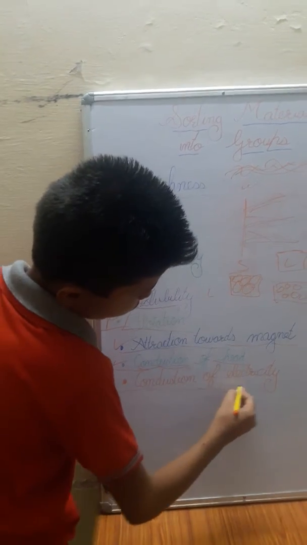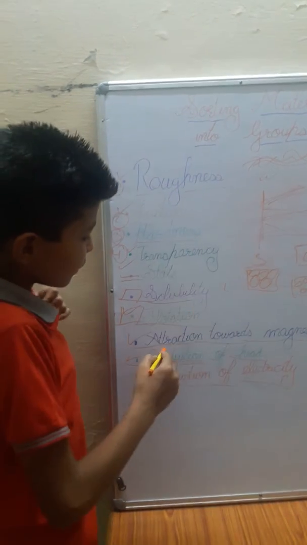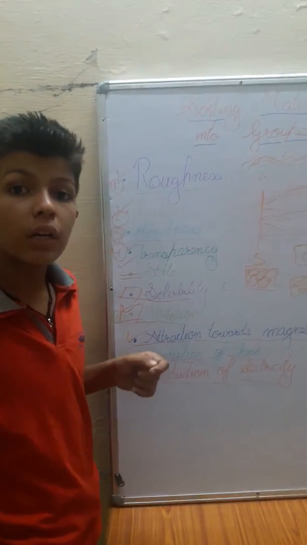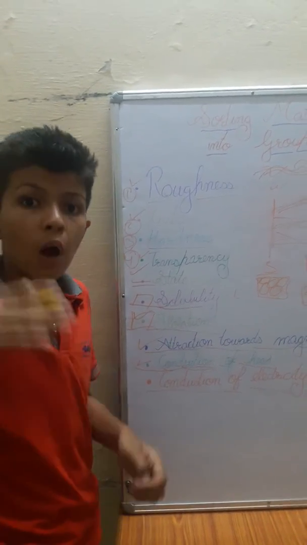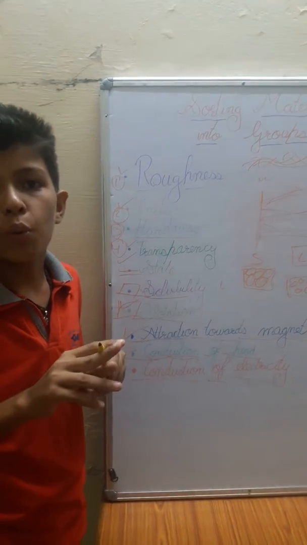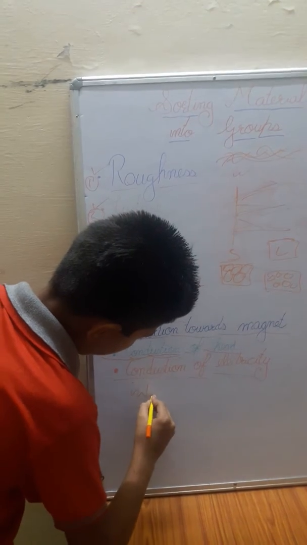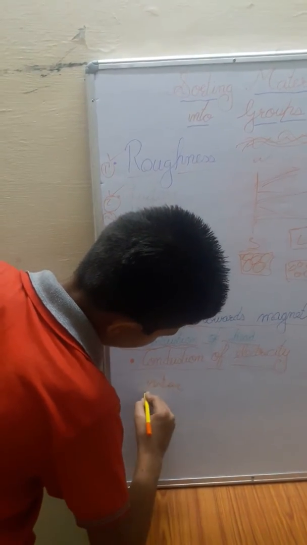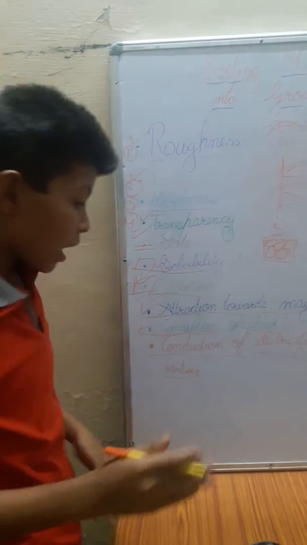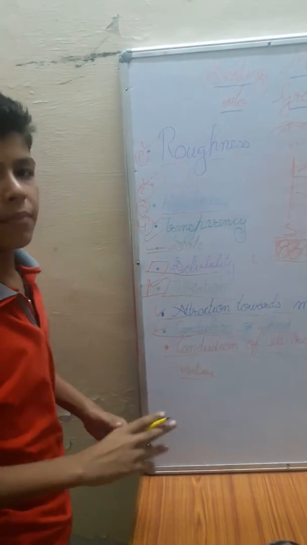Conduction of electricity. Just like we have studied in heat, the materials which do not allow electricity to pass through them are known as insulators, and those which allow it are known as conductors of electricity.